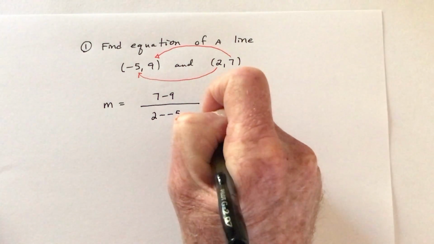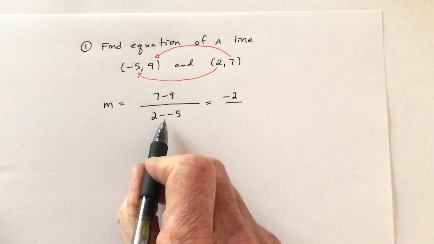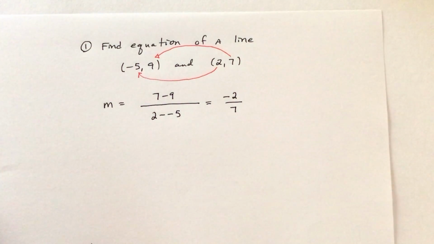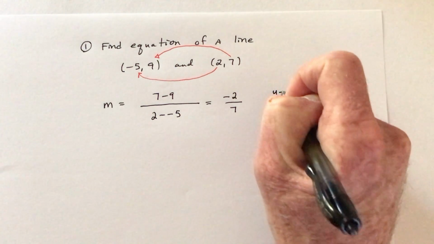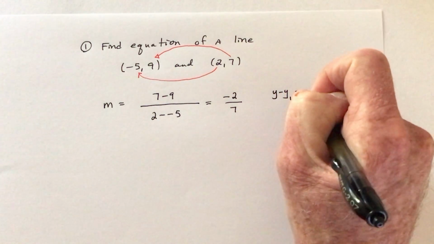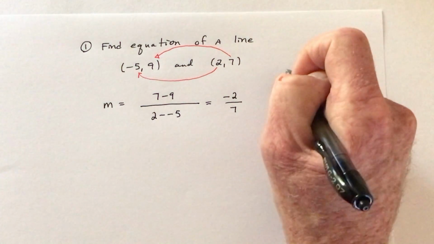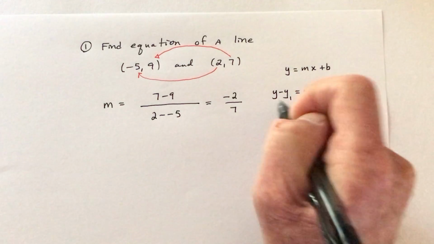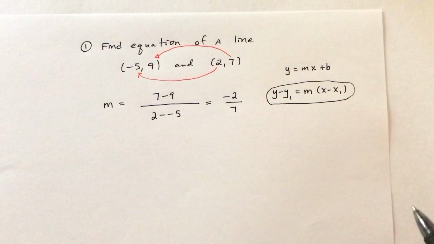Okay, so what does that equal? On the top, that's going to be negative 2, and on the bottom, this is going to become plus, so it's going to be a 7. And that cannot be reduced, so I can just use negative 2 over 7 as the slope. Now, I'm going to use the point slope formula, which goes y minus y1 equals slope times x minus x1. You can also use the formula y equals mx plus b, and you'll end up with the same answer. But for no particular reason, I'm just going to pick that one for this example.